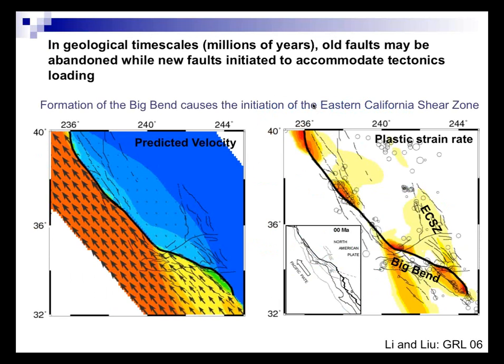And let me jump over this. On a longer term, the faults will also interact and cause initiation of new faults. For example, this bending of the fault called the big bend formed about 5 million years ago. And when this bend formed, it concentrates plastic strain along this part. And that's what the Eastern California shear zone is, and today it is producing a lot of earthquakes and accommodates about 25% of the relative plate motions. So at different time scales, different physics are working here.